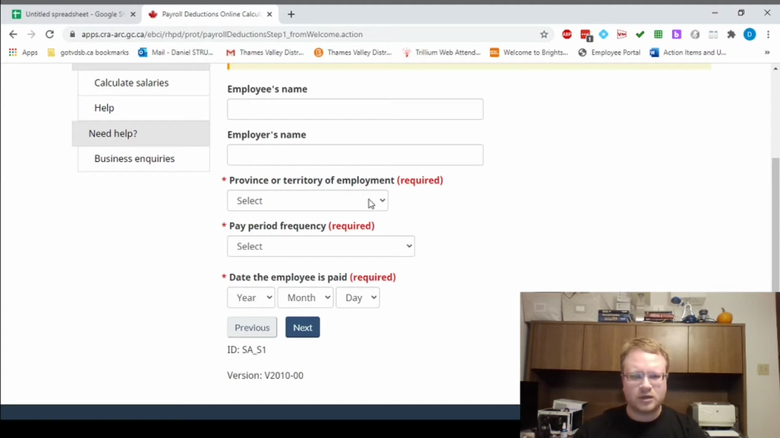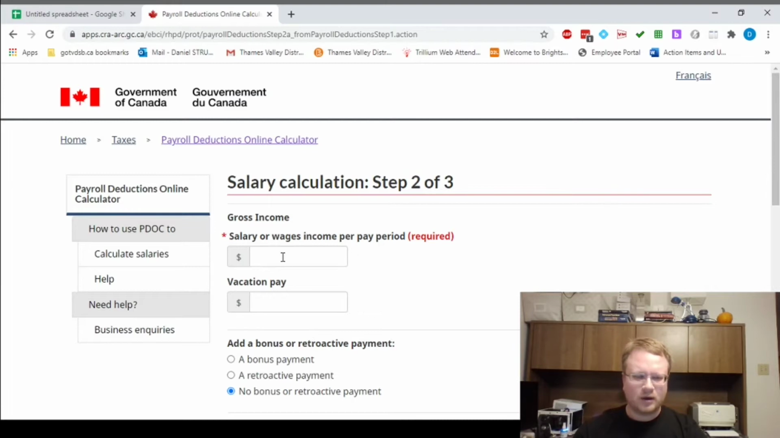All right, province or territory of employment. We're all in Ontario. We're going to use Ontario. For this and most examples, we're going to assume that we're paid every 2 weeks. So that's bi-weekly, 26 pay periods per year. And date the employee is paid. If I ask you to use the calculator for a question, I will give you a specific date to use. As is, I'm going to use today's date, which is 2020, October 8th. Next. All right, salary or wages income per pay period.